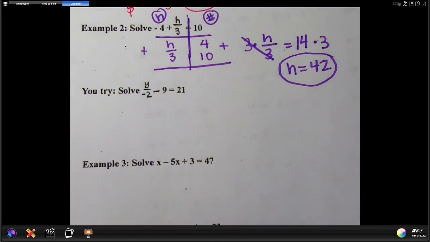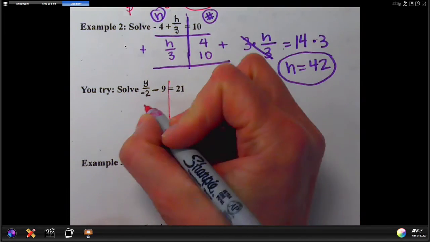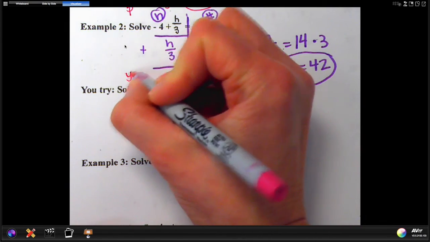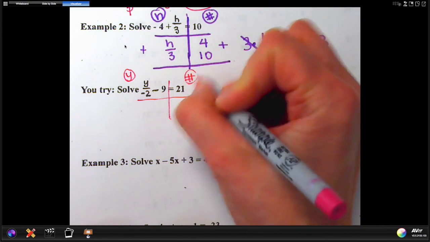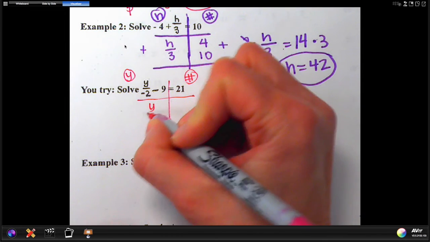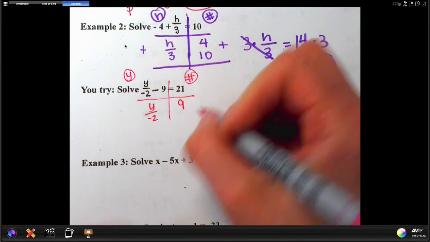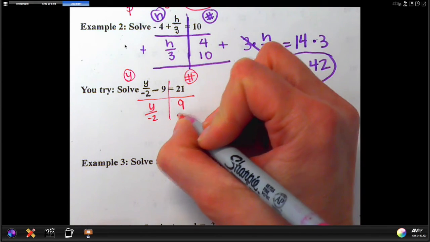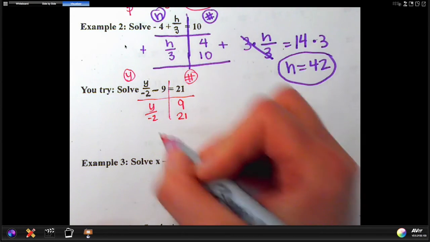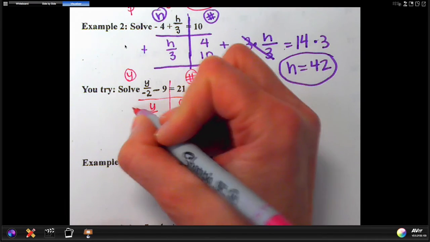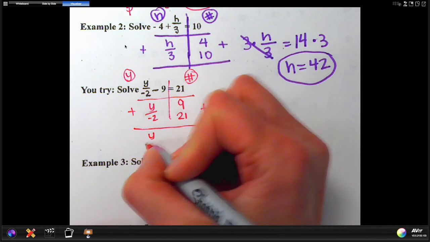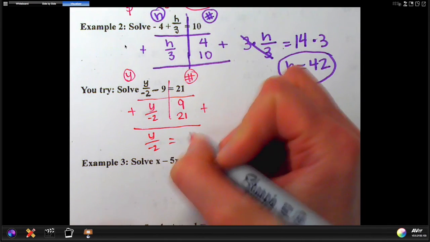So what you will do, make your t-chart, y, number, okay? Y over negative 2 stays. Minus 9 becomes positive, crossing the line. 21 stays positive because it doesn't cross the line. We add the sides up. We get y over negative 2 equal 30.